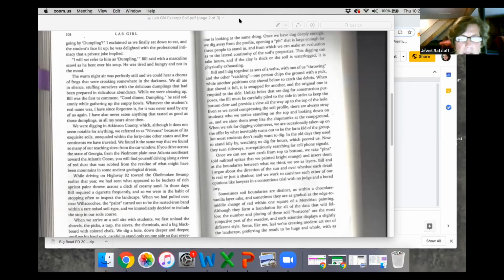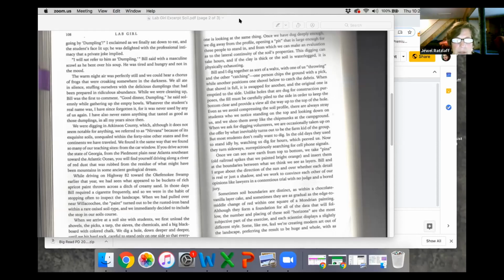Once we can see the new earth from top to bottom, we take pins, old railroad spikes that we painted bright orange, and insert them at the boundaries between what we think we see as layers. Bill and I argue about the direction of the sun and over whether each detail is real or just a shadow, and we work to convince each other of our opinions like lawyers in a contentious trial with no judge and a bored jury.